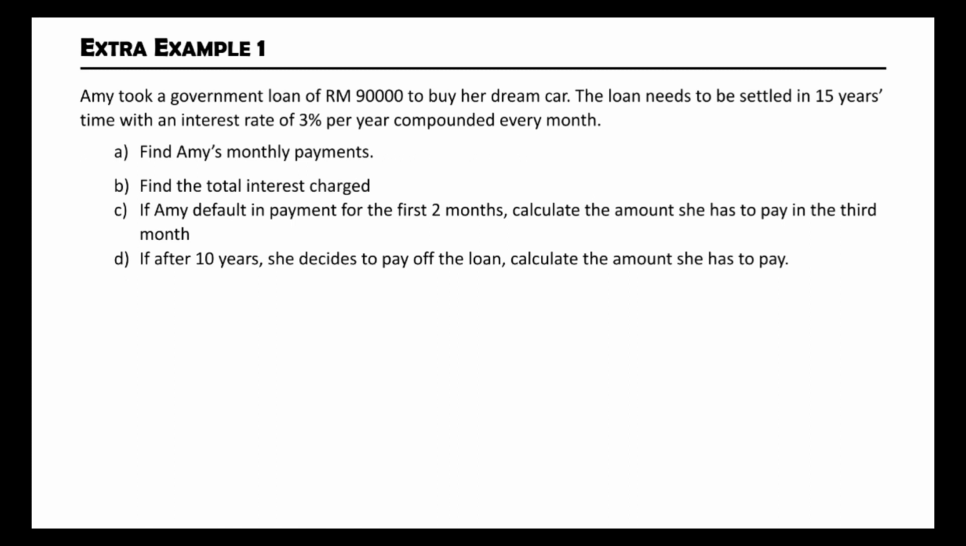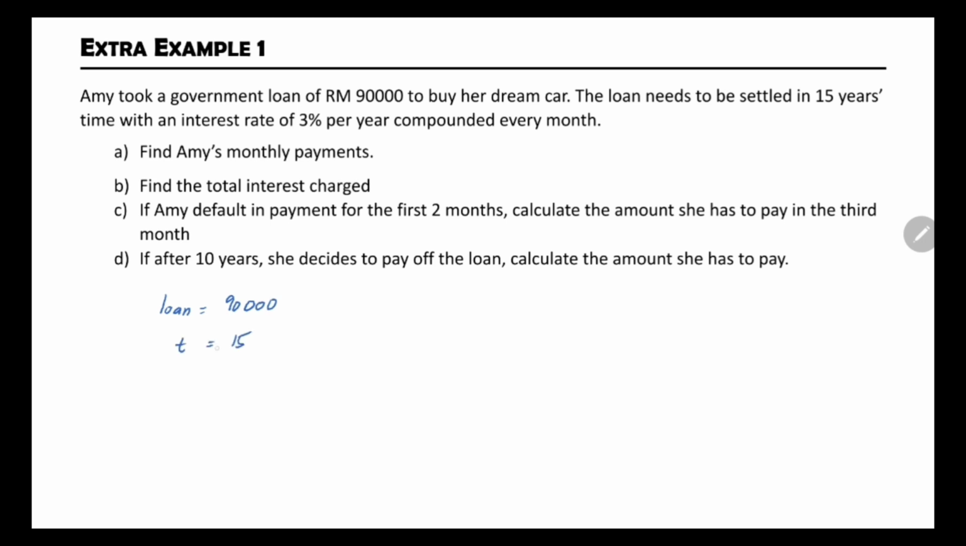Extra example 1. Amy took a government loan of 90,000 to buy her dream car. The loan needs to be settled in 15 years with an interest rate of 3% per year compounded every month. Find Amy's monthly payment. Total loan is 90,000.